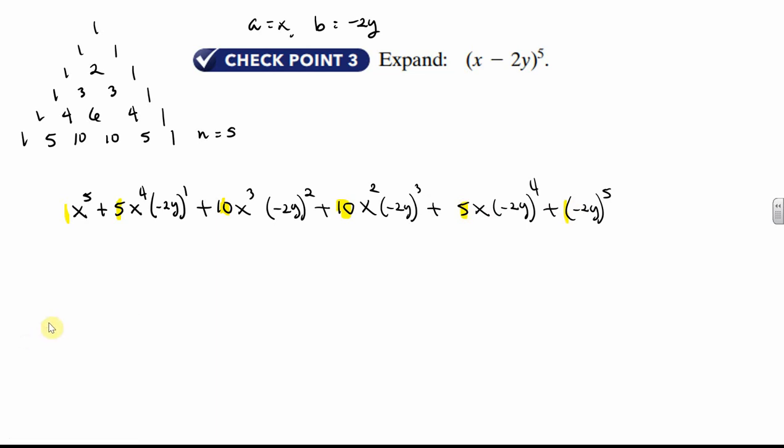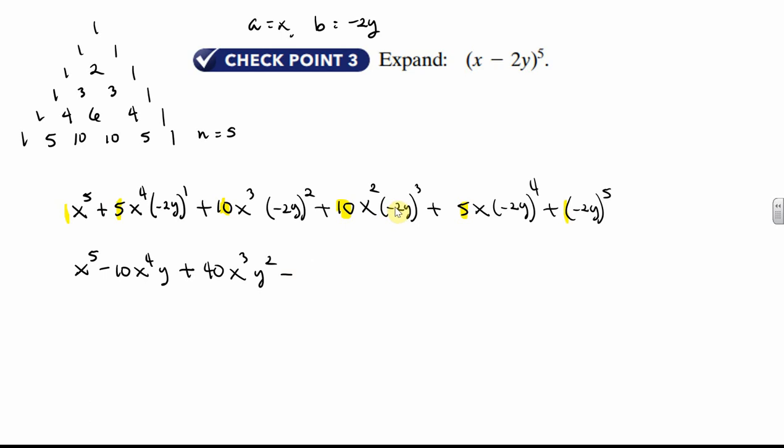So now we just clean it up. So this is x to the fifth. This is minus 10 x to the fourth times y. Negative 2 is raised to the second, so that's positive. So this is 4 times 10. That's 40, x to the third times y to the second.